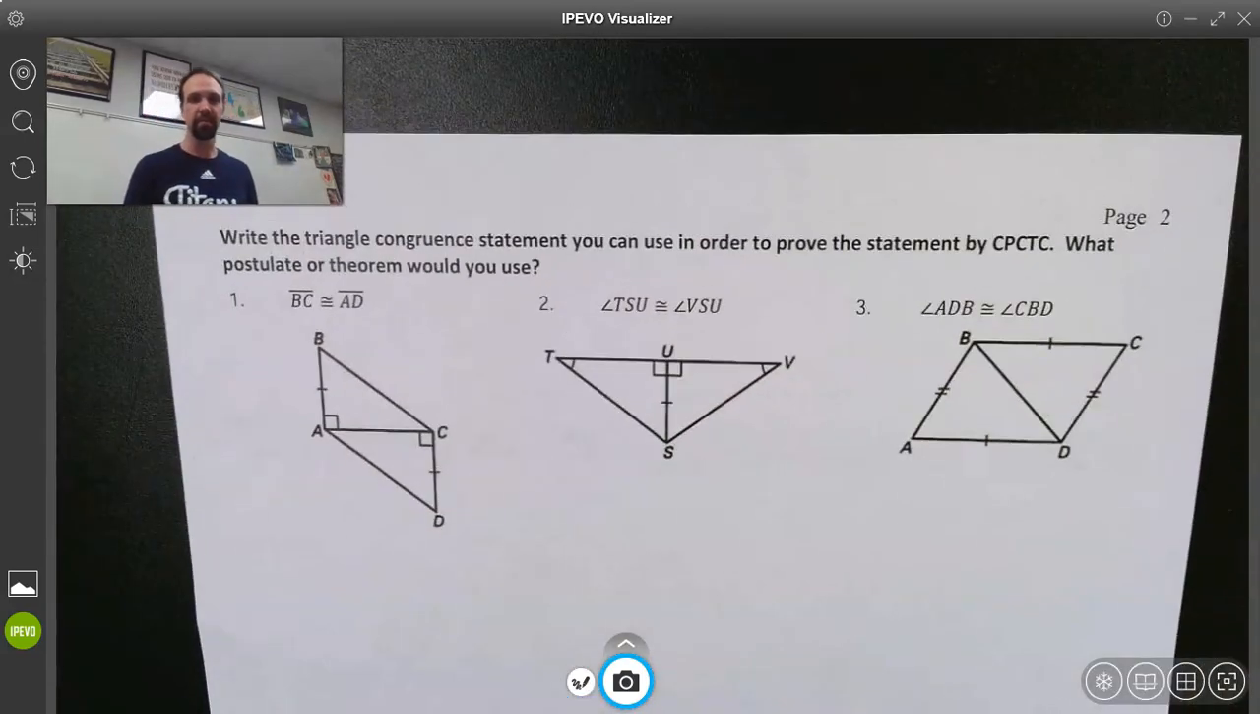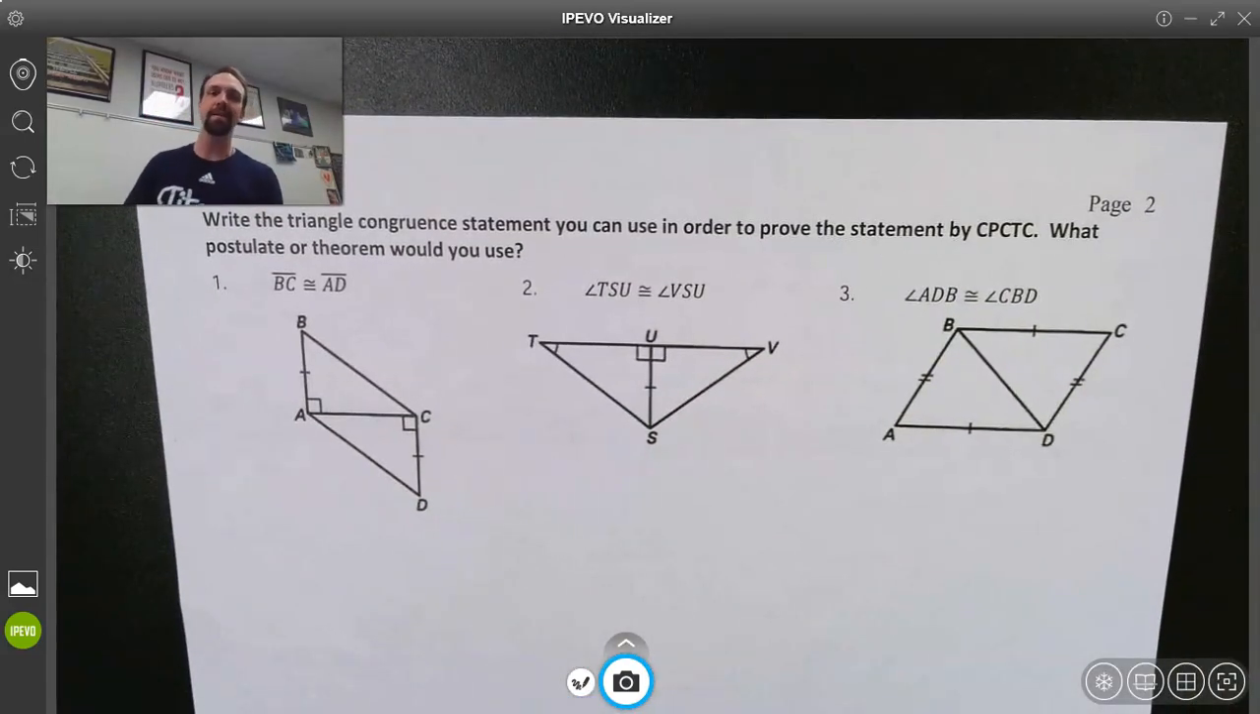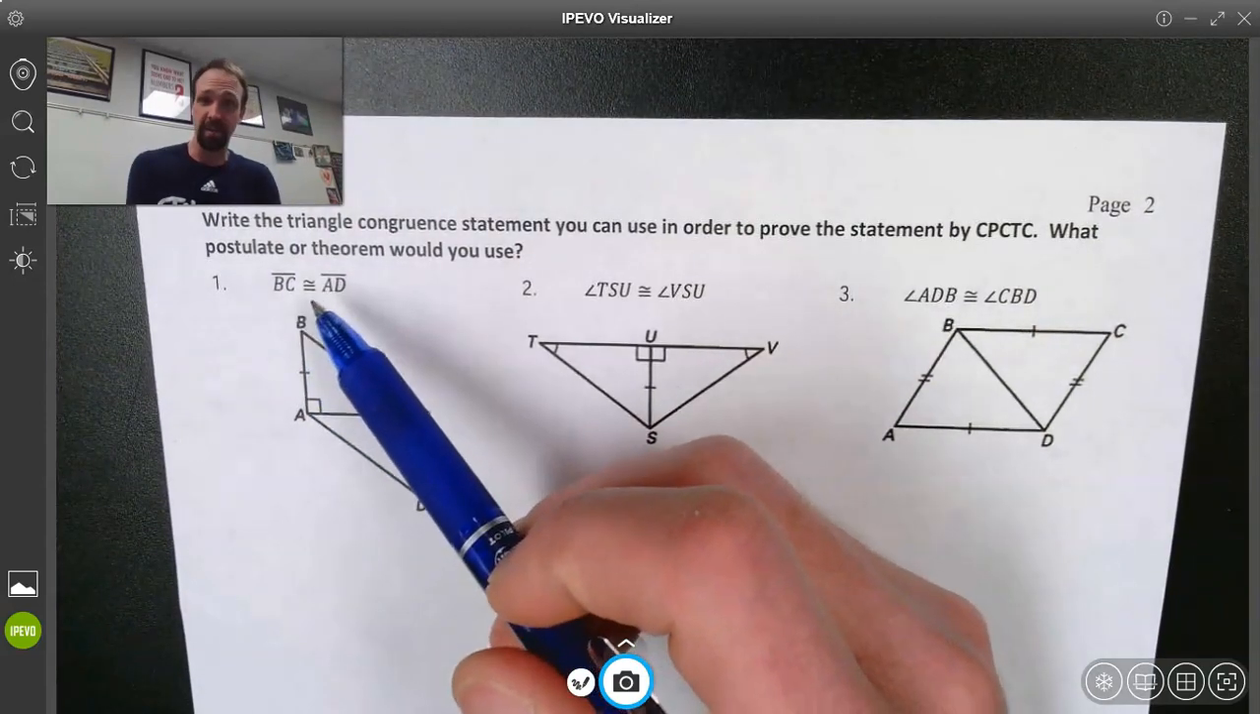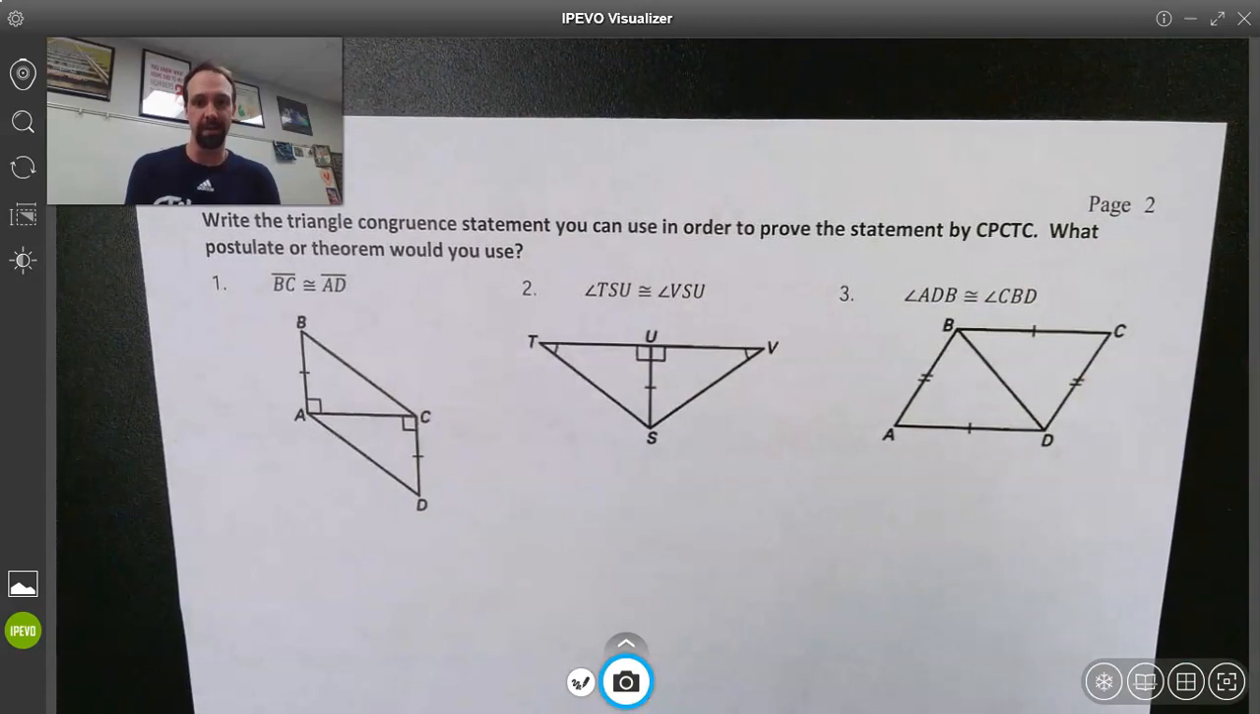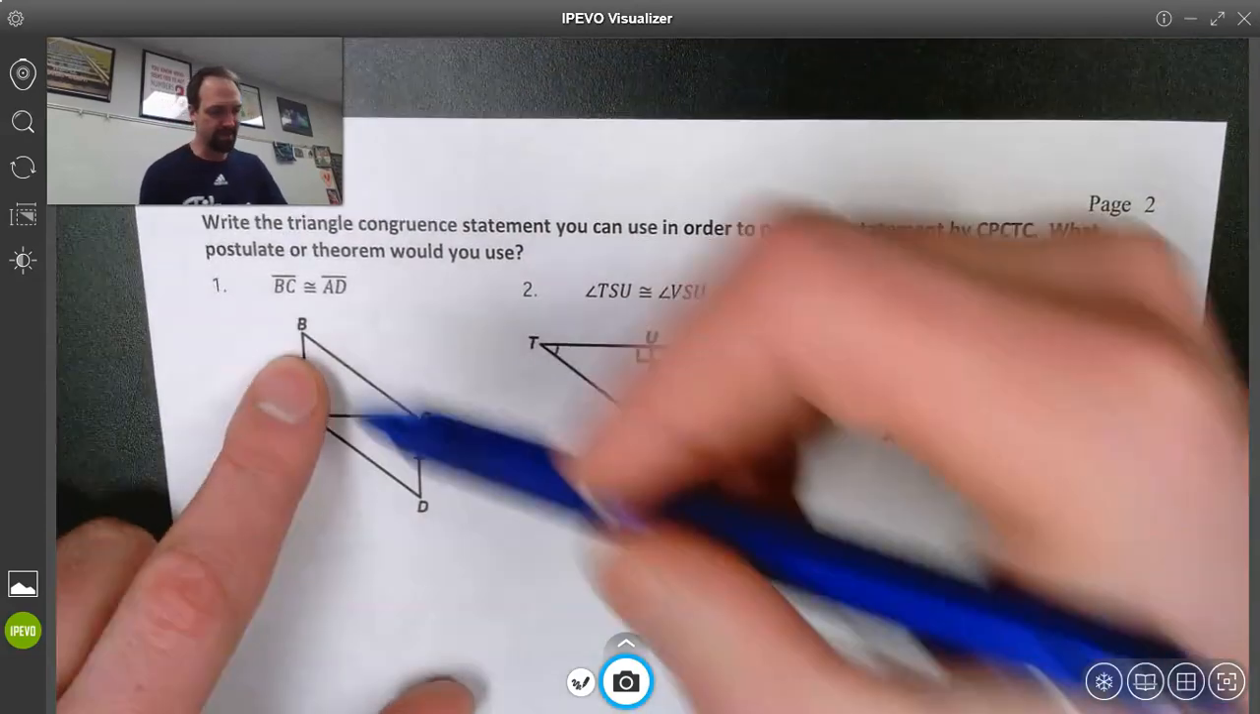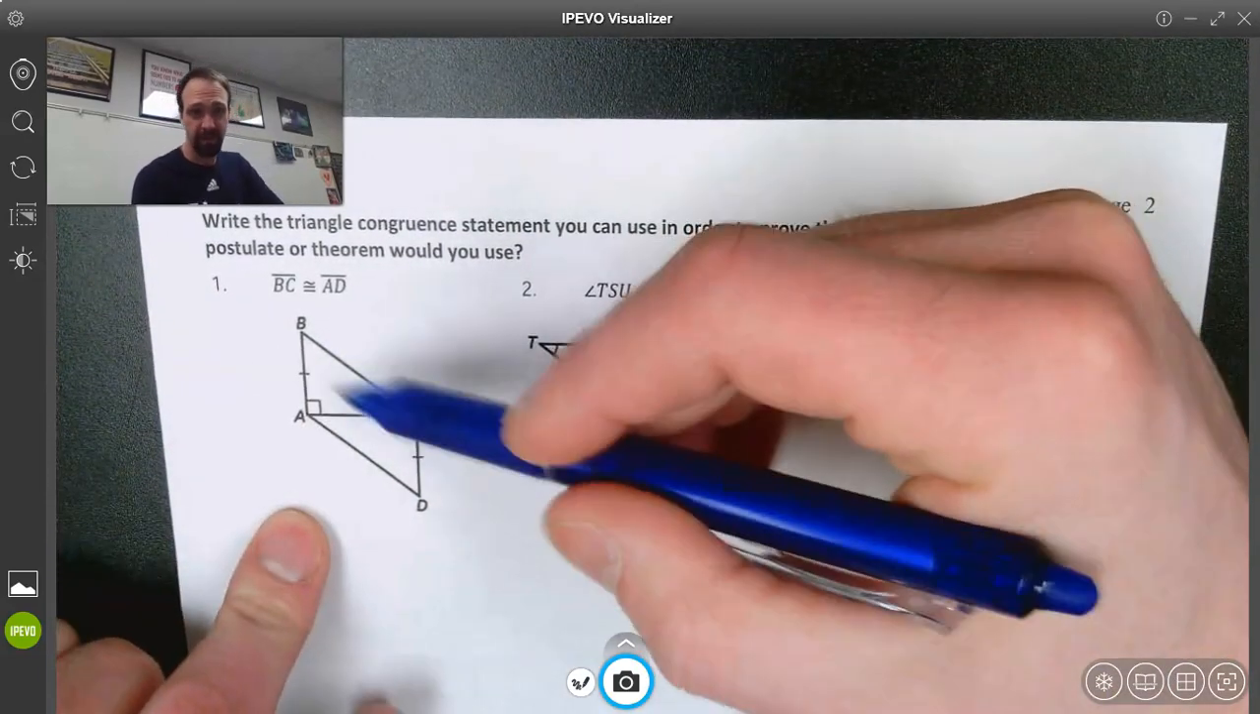Now some examples. So what we want to do is write the triangle congruent statement, or sorry, given this triangle congruent statement, we're going to prove it by CPCTC. But first we need to prove that the two triangles are congruent, so we need to figure out what postulate or theorem we would use in that case. So in this example, I want to say that the side of BC is congruent to the side of AD.